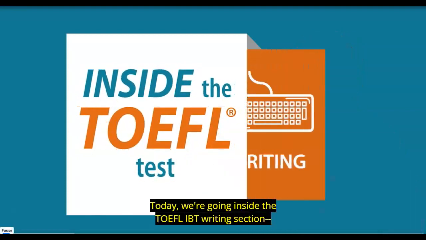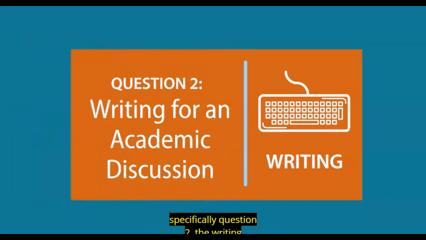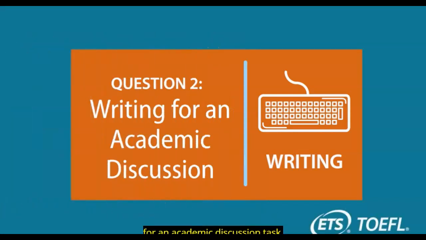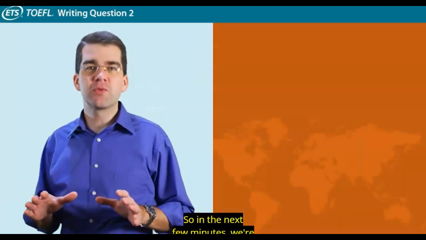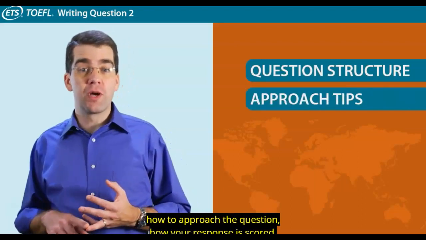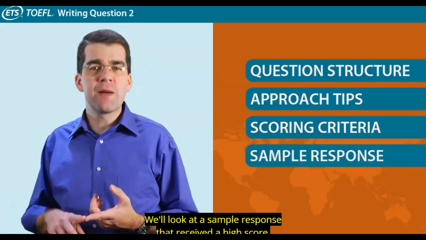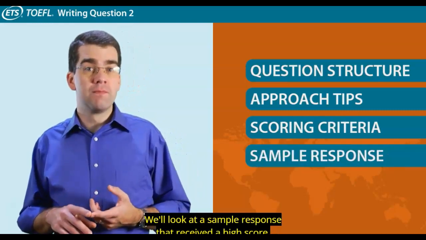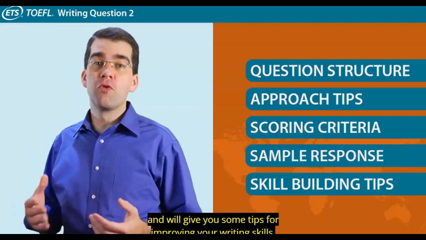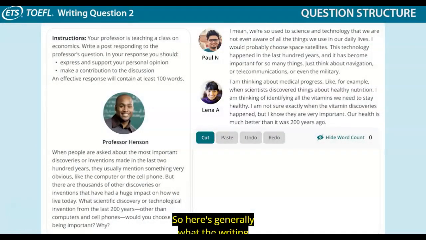Today, we're going inside the TOEFL iBT writing section, specifically Question 2, the writing for an academic discussion task. So in the next few minutes, we're going to look at how the question is structured, how to approach the question, how your response is scored. We'll look at a sample response that received a high score, and we'll give you some tips for improving your writing skills. So here's generally what the writing for an academic discussion task will look like.